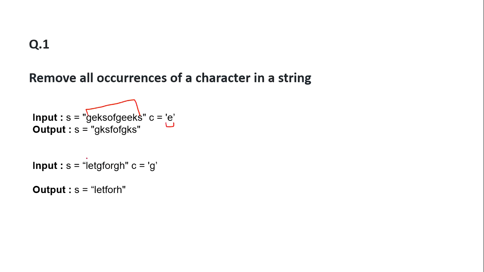Another input is here. So for this string, we have to remove the occurrence of G. So here, after removing G, the new string that is going to be formed is LETFORH, right? So you have to write a code to implement the same logic. What basically we can do, I should say the question is kind of easy one. So what we can do, just take this string as input, right? So our string is GEEKS of GEEKS, right? So this is our string.